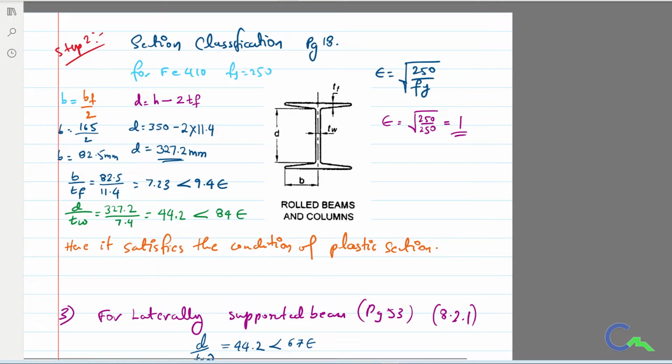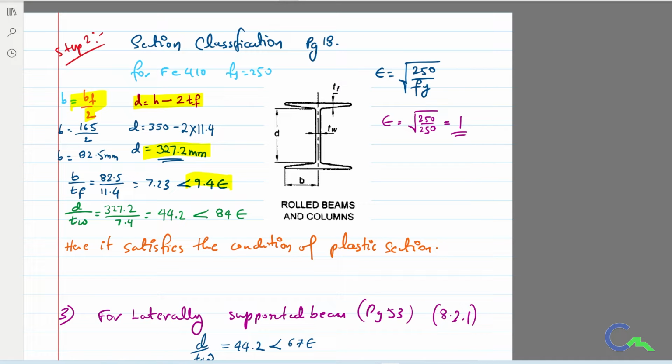First, we calculated what the actual B is. That is B, the width of the flange divided by 2, that is nothing but 165 divided by 2, 82.5. Then I calculated what D is, that is nothing but H minus 2 times the thickness of the flange, that is 27.2 mm. After that I calculated B by TF. I know that it should be less than 9.4 epsilon as per page number 18. We got 7.23, therefore it is a plastic section. So I can say plastic flange.